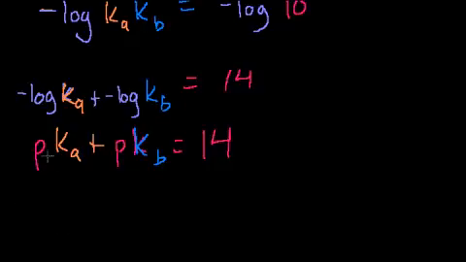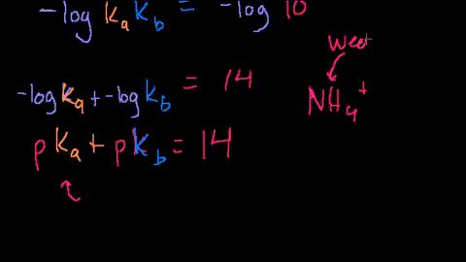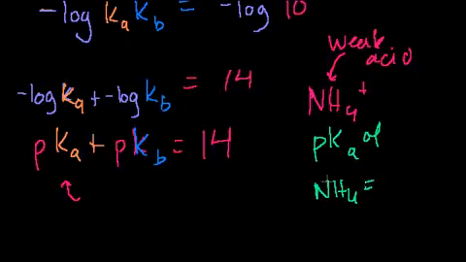Now, why is this useful? Well, if you know the pKa for a weak acid, for example, let's say we have NH4 plus. This is a weak acid, right? It can donate an H, but it's not an irreversible reaction. That H can be gained back. So this is a weak acid. If you look it up on Wikipedia, it'll say the pKa of NH4 is equal to 9.25, right? So this is 9.25 for NH4, for ammonium.